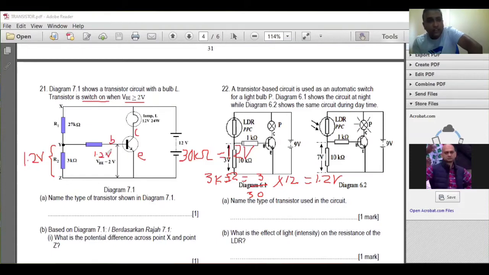That means the base voltage is very low, because that cannot pull the charges from emitter to base. Charges from emitter cannot go to base because the base voltage is too low. It must be at least 2 volt to pull the electron. It depends on the transistor, and here they say at least 2 volt. So 1.2 is not powerful enough to pull the charges from emitter to base.